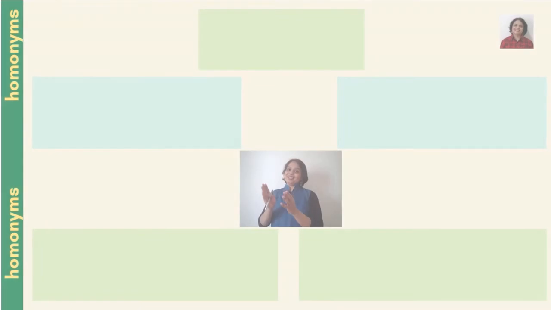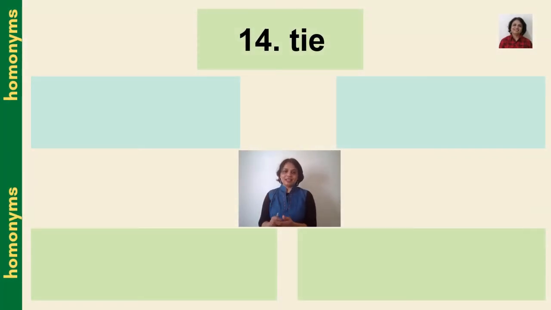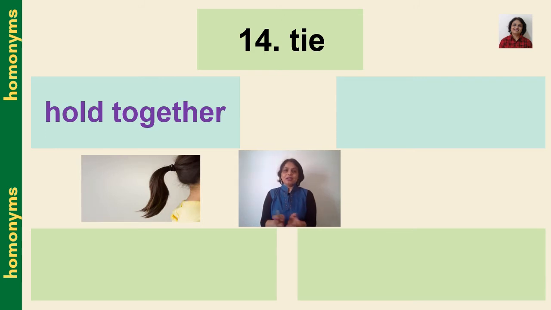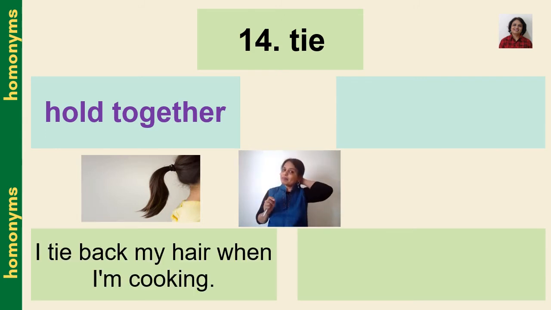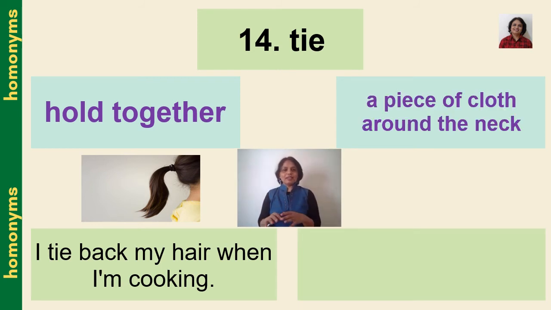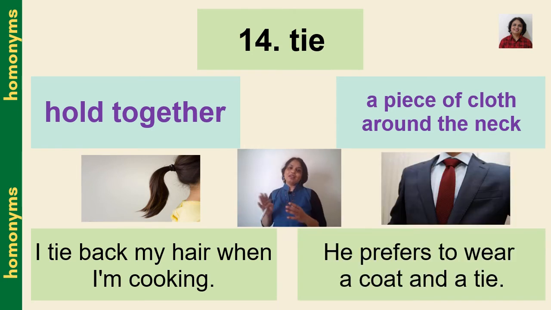Number 14 is tie, T-I-E. First one is a verb, means hold together. For example, I tie back my hair when I'm cooking, right? The other meaning of tie is a piece of cloth that men prefer to wear around their neck. You can see in the picture, he prefers to wear a coat and a tie.